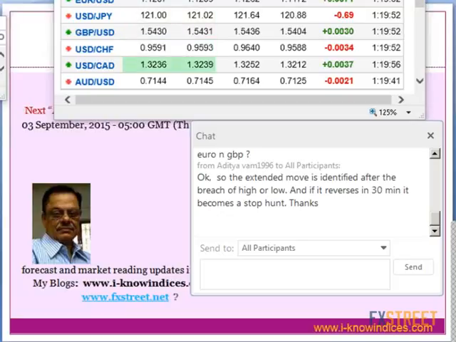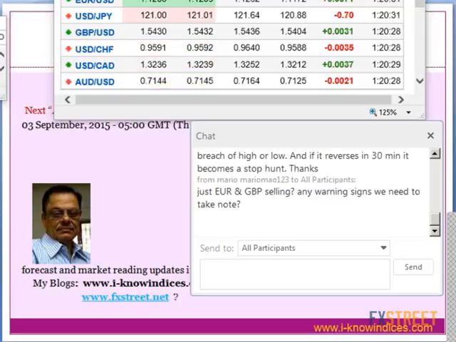So the extended move is identified after the breach of the initial high or initial low. Only then is the extended move identified. Once it breaches the high and goes above for about 25 pips and comes down within 30 minutes, it is only a stop point. And once they stay above the initial high for more than 30 minutes, up to 2 hours, then it is identified as the extended move. Yes, you are right.